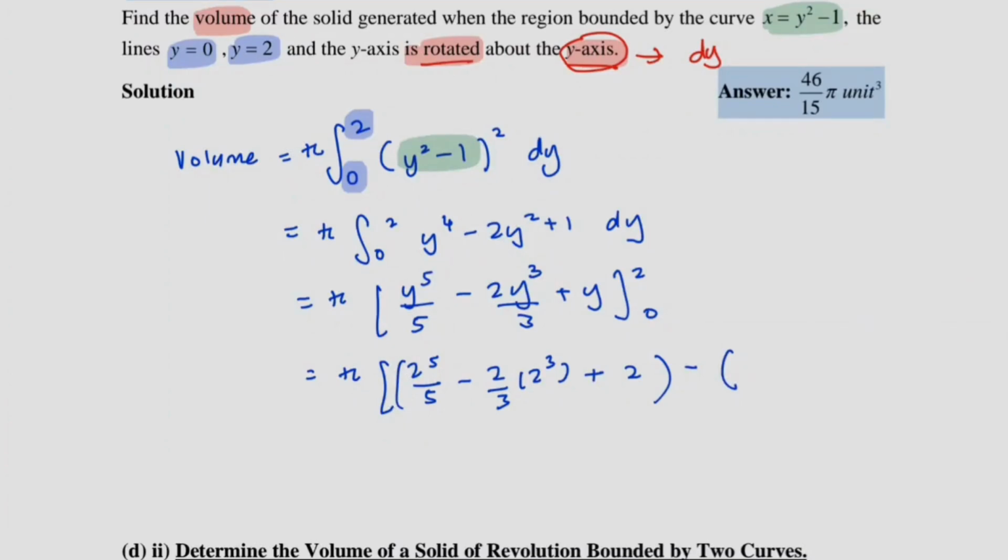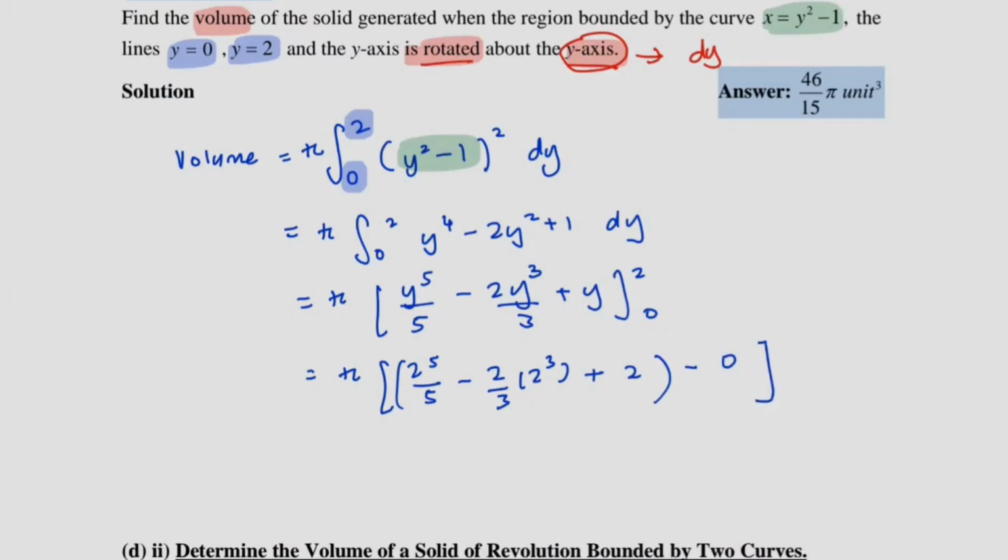Okay, so since the lower limit is 0, you can see that this is 0 over 5, which is 0, 0 over 3 times 2 is 0, and plus also 0. You know that everything else should be 0. So for this question, you can just simply write 0.